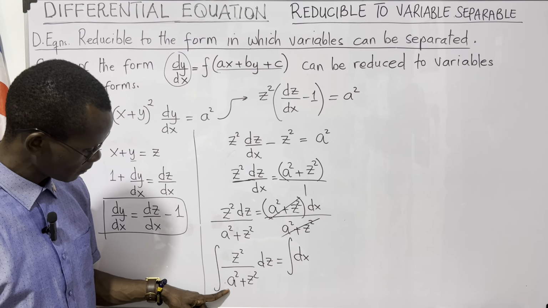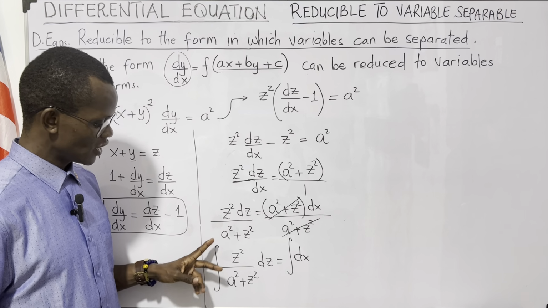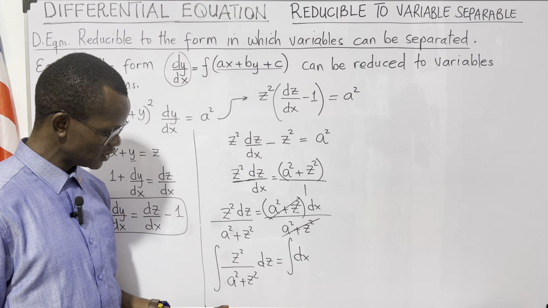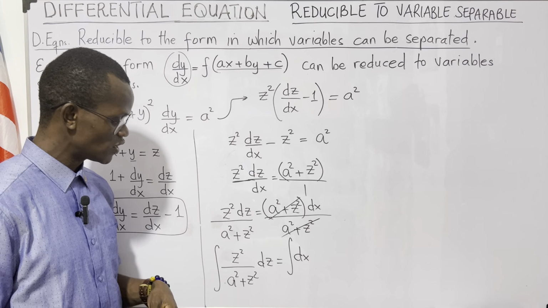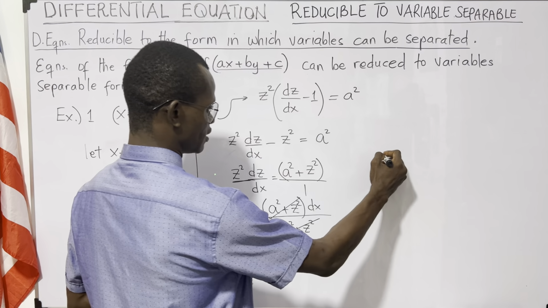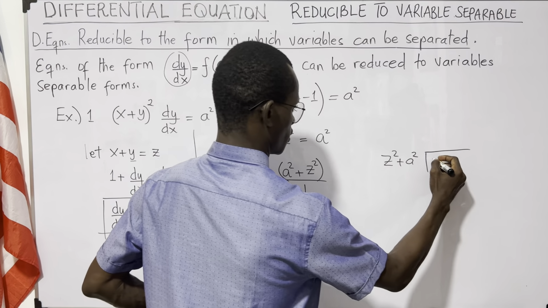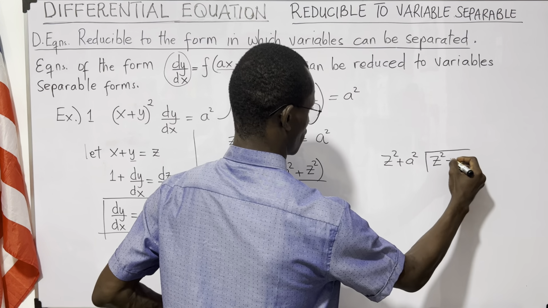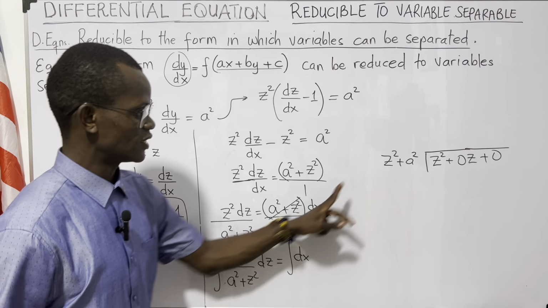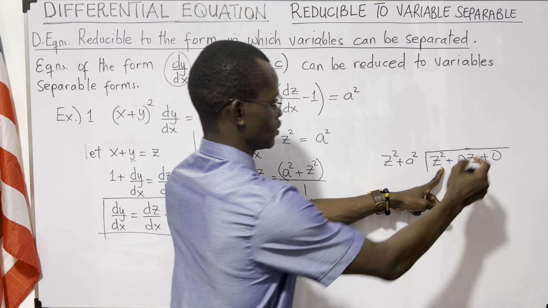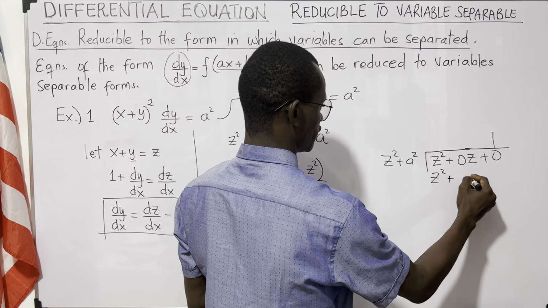Now look here. We can use some tricks right here, because if we do not want to use that trick, it means since the power of the numerator and the power of the denominator are the same, we must first apply long division. The divisor, which is z squared plus a squared, must go into z squared plus 0z plus 0. Right? z squared into z squared is just 1, and 1 times z squared is z squared, and then 1 times a squared is a squared.